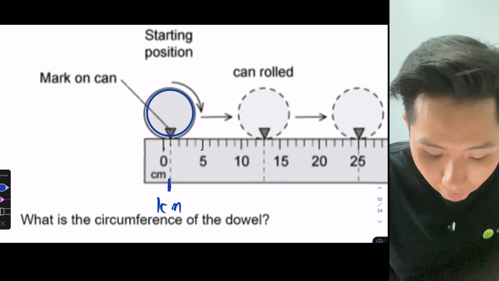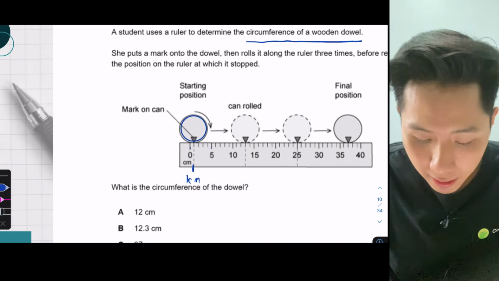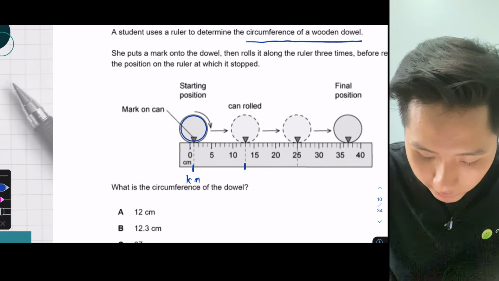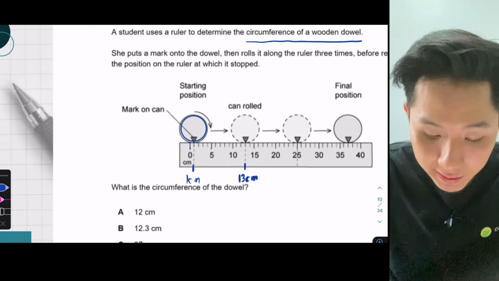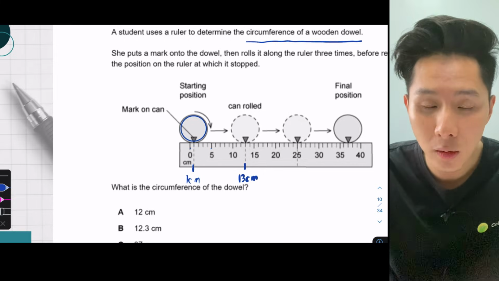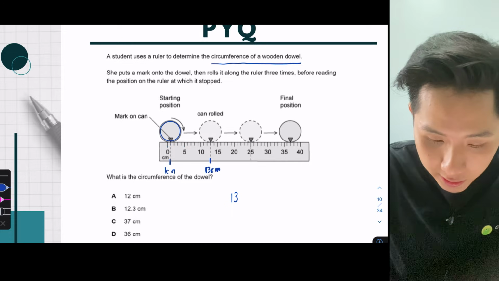So each bar here represents 1 cm. It started at 1 cm, and after one cycle, we look at where it stops, at 13 cm. This means the whole circumference of the circle has traveled one cycle. And in order to get the circumference, we simply use 13.